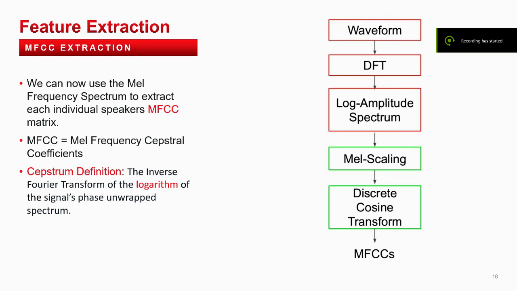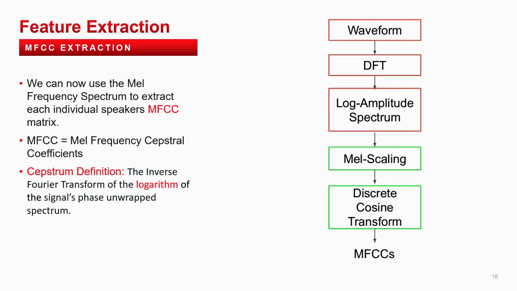Now with the Mel frequency spectrogram extracted, we can further extract the MFCC matrix. The MFCC stands for Mel frequency cepstral coefficients, and the definition of a cepstrum is the inverse Fourier transform of the logarithm of the signal's phase unwrapped spectrum. Now the logarithm is an important step because it removes the glottal pulse from the vocal tract frequency response. And on the right we have a flowchart showing this process.